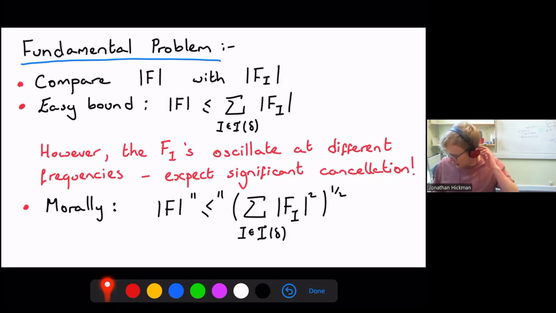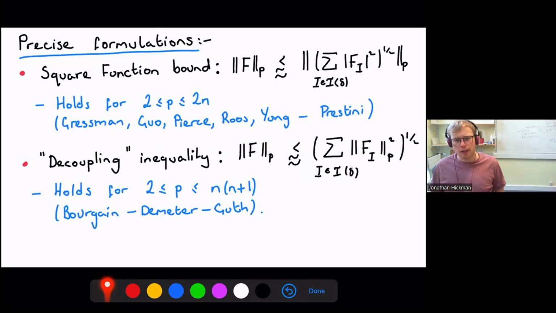We're going to expect a lot of destructive interference in general, and morally, what we tend to expect in this situation is a square root cancellation. So we should be able to upgrade the little l^1 expression on the right-hand side of the triangle inequality with some kind of little l^2 expression. So this is morally what should happen as an effect of this cancellation. This kind of pointwise estimate is a little bit naive, and it doesn't hold in general. But we can formulate this kind of behavior precisely, and here are two ways of doing this.